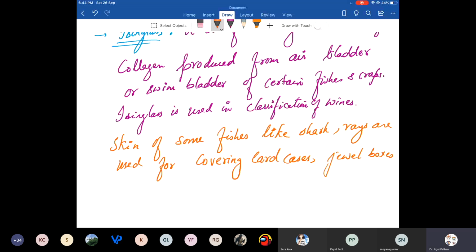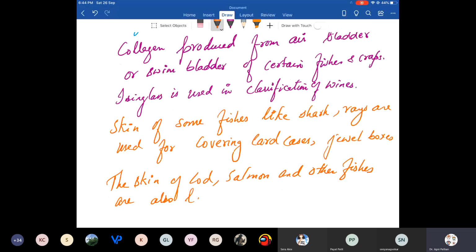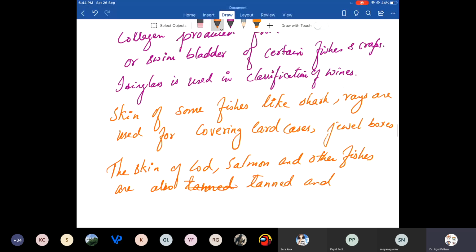Next, the skin of cod, salmon, and other fishes are also tanned, T-A-N-N-E-D, and converted into leather. Write down.